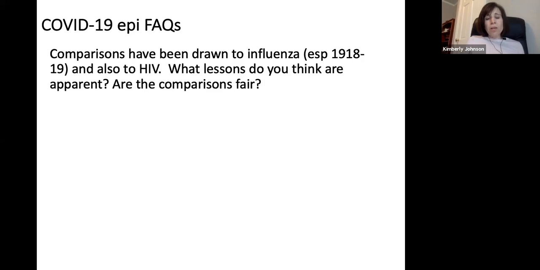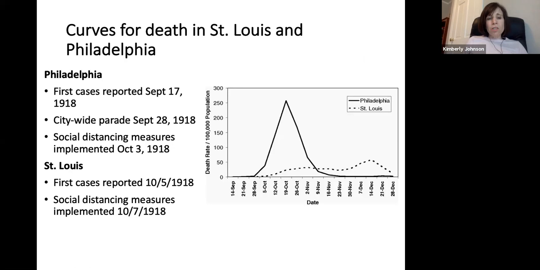But I think the best comparison is probably to the influenza pandemic of 1918-1919, where you had a non-immune population, so everybody was susceptible, which is true with the new novel coronavirus. I wanted to show you some interesting data about what social distancing did in the 1918-1919 flu. These are curves for death rates in St. Louis and Philadelphia. Philadelphia is the dark black line, and St. Louis is the dotted line.